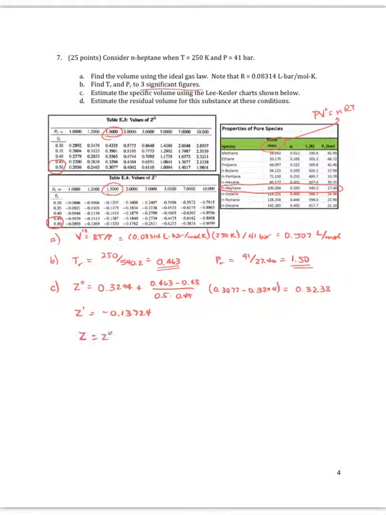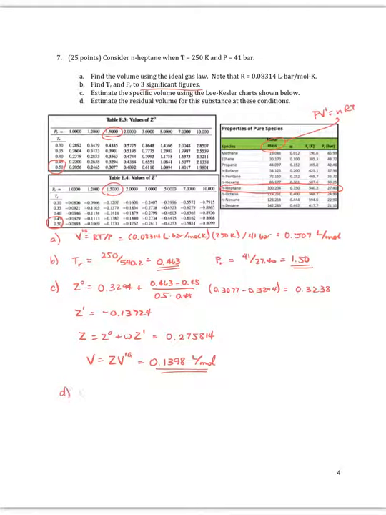Z is Z0 plus omega Z1. And when you do that for omega equal to 0.35, you end up with a Z value of 0.275814. Okay. And I asked you to find the volume, the specific volume. So Z times V_IG, Z is defined as V over V_IG. And so therefore I end up with 0.1398 liters per mole.